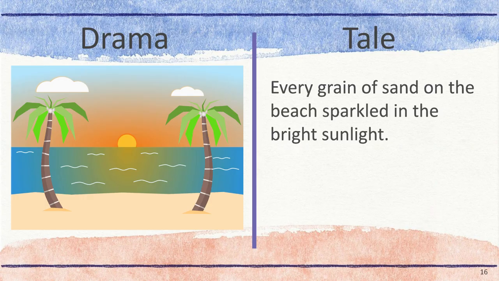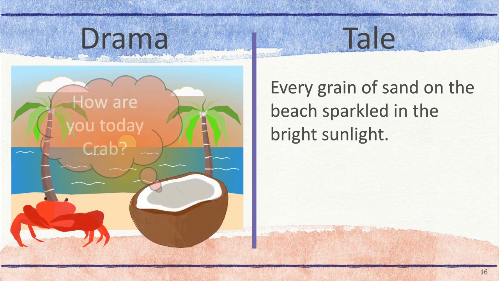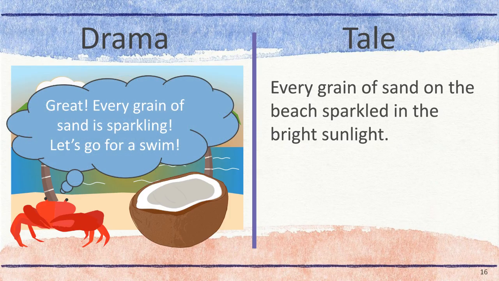For example, one of my characters might say something like this: Coconut. How are you today, Crab? Crab. Great! Every grain of sand is sparkling. Let's go for a swim.